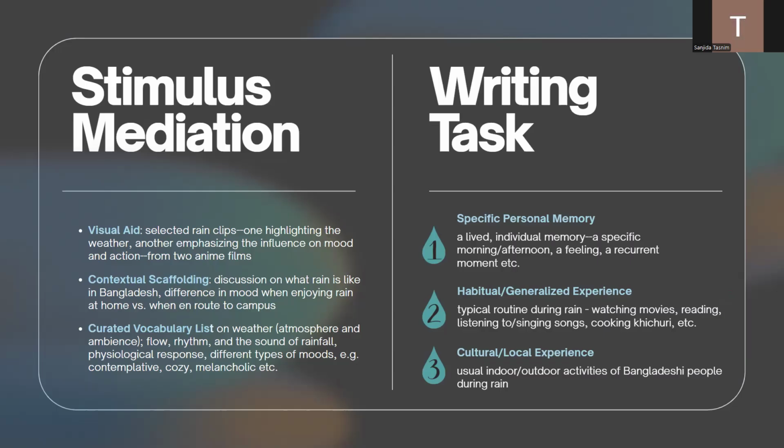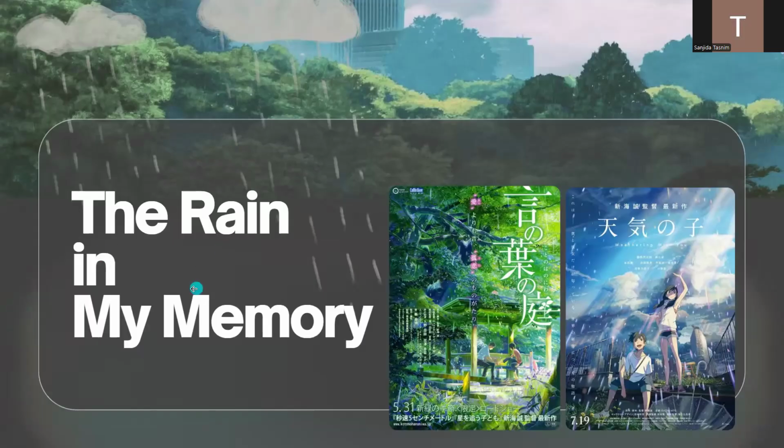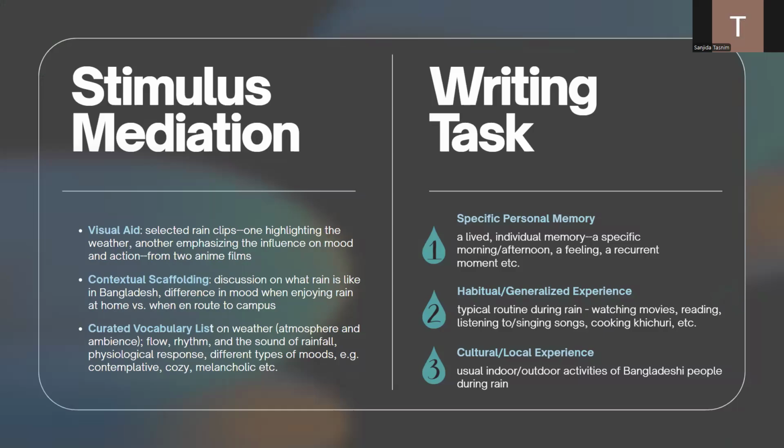The difference in instruction came into play when the title was shared with them, which was The Rain in My Memory. This meant that they were to describe a time of the day when it was raining and they remember it very well. So they're not telling a story, but they're to describe the change in weather, the subsequent physiological sensations, or the change in mood they felt in a specific rain ritual they might have. So this was tier one.